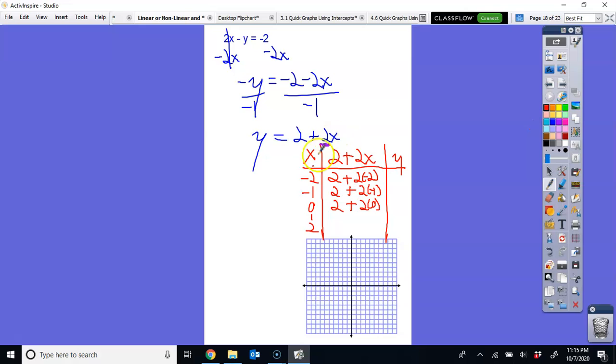I'm thinking that I should see this thing going up 2 every time we go over 1. Let's see. So 2 plus 2 times negative 2 is negative 4. So 2 plus negative 4 is negative 2. 2 times negative 1 is negative 2. So 2 plus negative 2 is 0. 2 times 0 is 0. 2 plus 0 is 2. Notice it's going up 2 over 1, over 1. So this is going to go up to 4 and up to 6. Guys, that's the beauty of linear equations. You can find the pattern, which is called the slope, and you can plot those points and connect the dots as well to find your line.